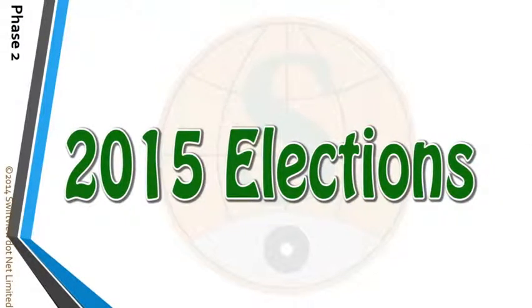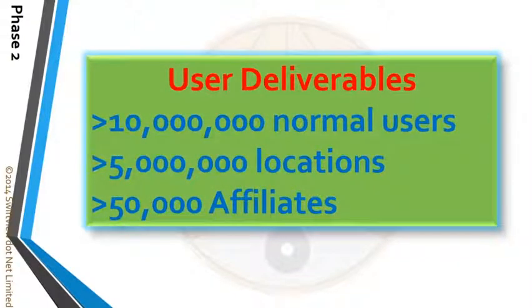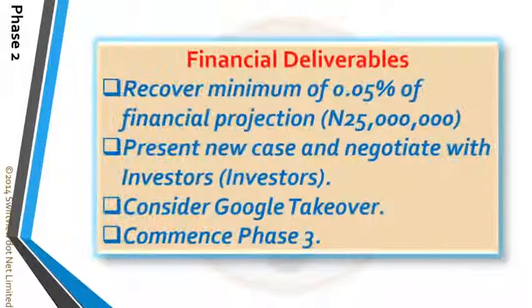Putting these projections in numbers, we are looking to record over 10 million normal users, 5 million locations and more than 50,000 affiliates by July 2015. Financially though, we anticipate addition of these features to generate minimum of 0.05% of the market potential. That is a minimum of 25 million naira by July 2015. If on the date this is not achieved, then we will use whatever trend we observe to convince investors to increase pre-money valuation of our company. We could even consider a Google takeover option. Either way, it will definitely place us in a comfortable financial position to commence Phase 3.